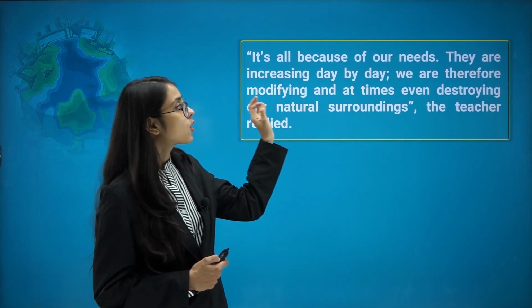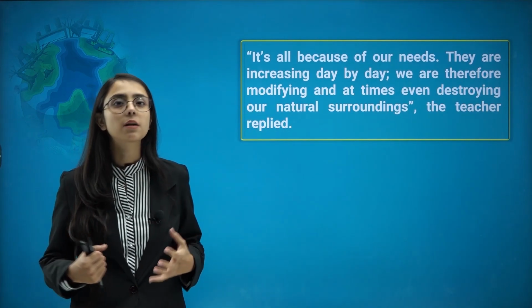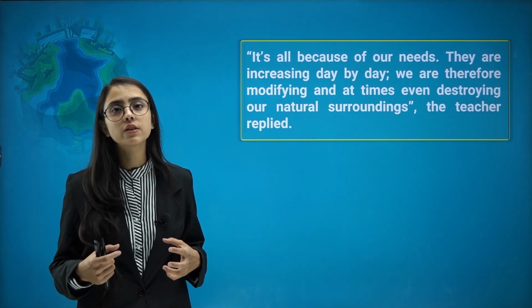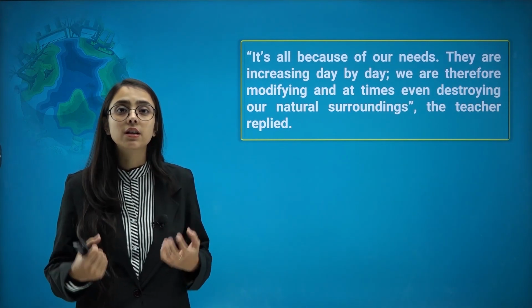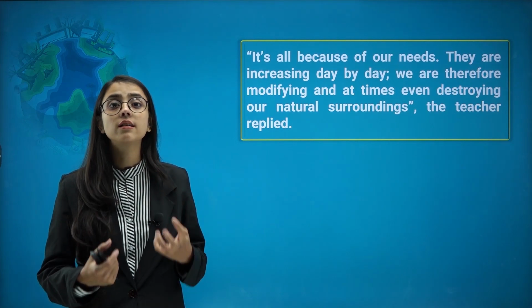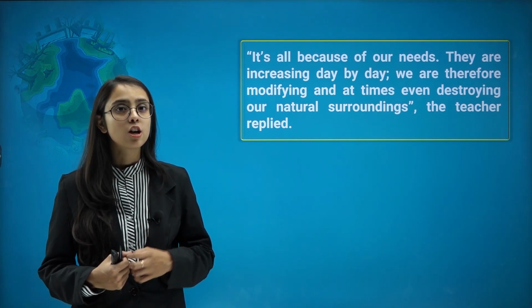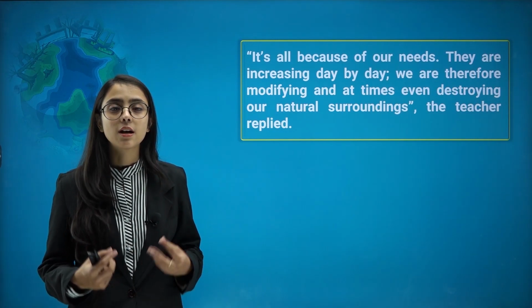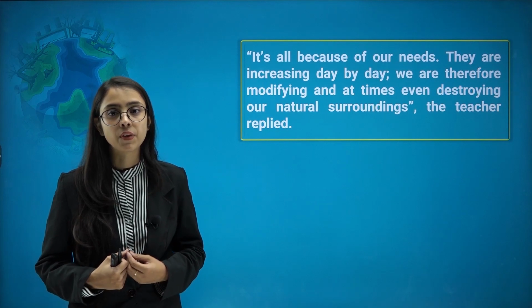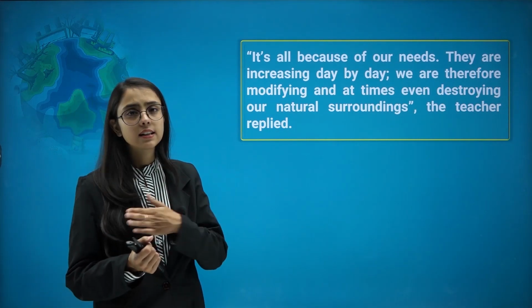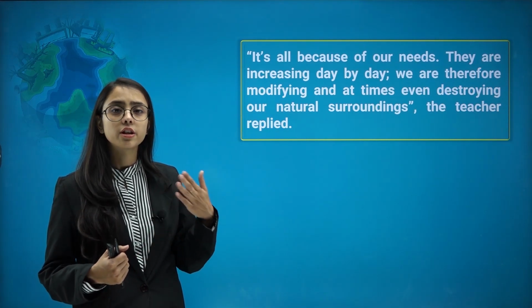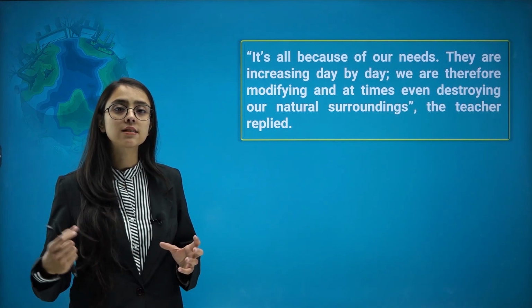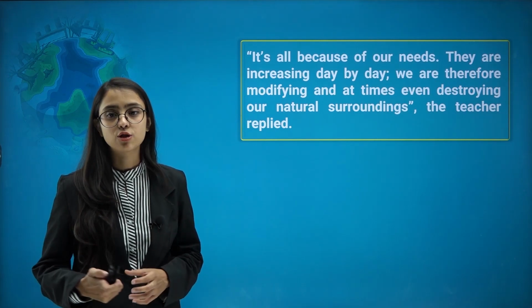It is all because of our needs. If you think about it, why is the environment changing rapidly? For example, why are we constructing so many houses? Because our population is growing, so we are in need of those houses, isn't it? So our environment is developing, changing or growing because of the needs of human beings. They are increasing day by day and there is no end to human needs. So therefore, in the name of modification and development, we are actually at the same time destroying our natural surroundings.